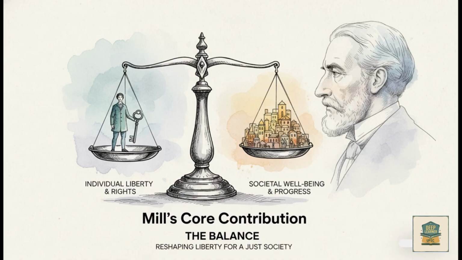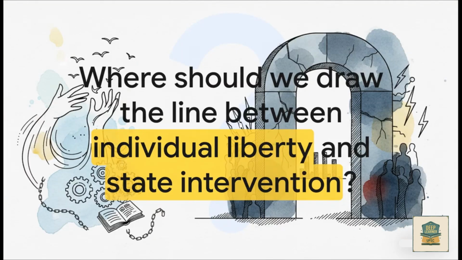And that really leaves us with a huge question, one that Mill's work forces us to think about even right now. Where do we draw that line between personal freedom and what we owe each other as a society? As we face these massive new challenges like AI and global pandemics, how we answer that question, well, it's going to define our future. What do you think?